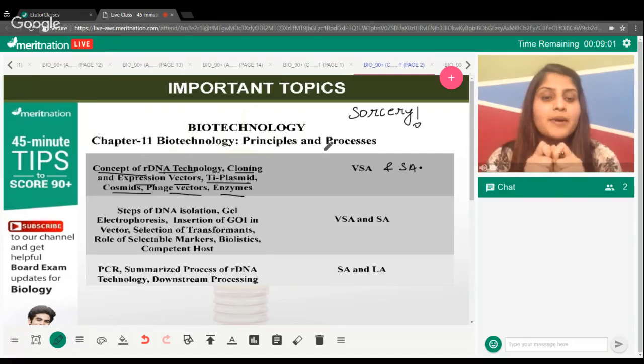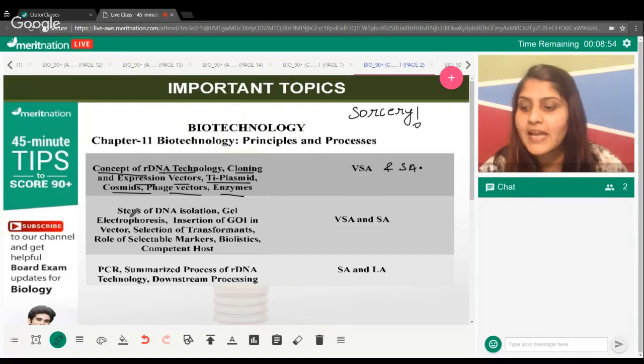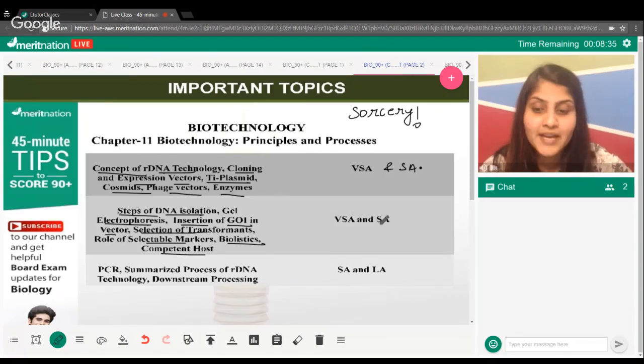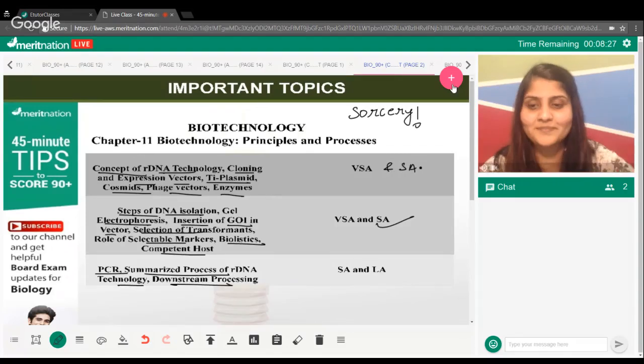Denaturation is the breaking of DNA, or maybe of protein, when their primary structure does not exist in the functional form. Steps of DNA isolation. You should know about electrophoresis, the insertion of the gene of interest in the vector, and the selection medium. Also the selectable markers, how to make your host competent, and biolistics. Trust me, all of these are going to give you a good time in answering these types of questions. PCR, the summarized process of rDNA technology, downstream processing, all that.